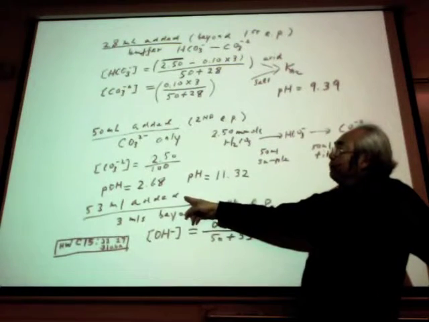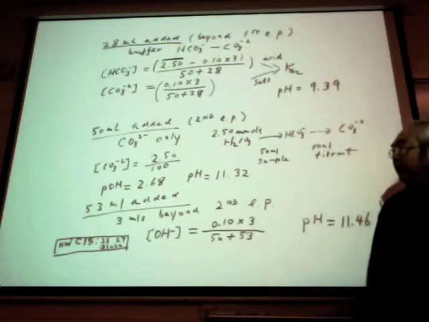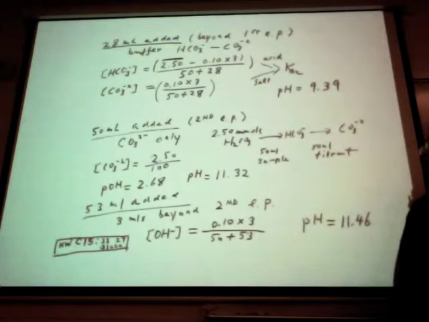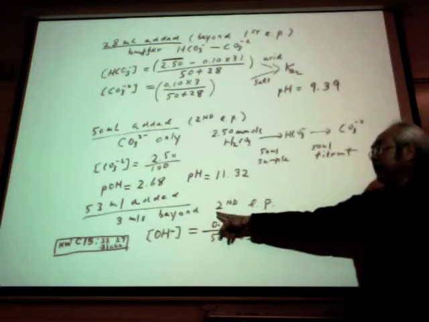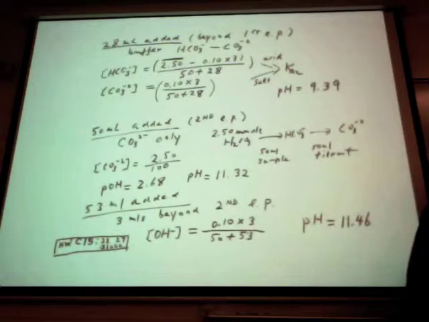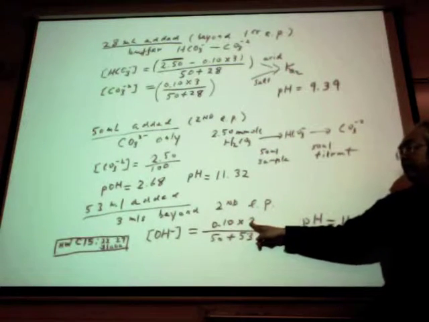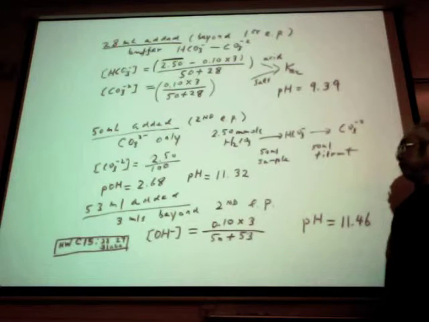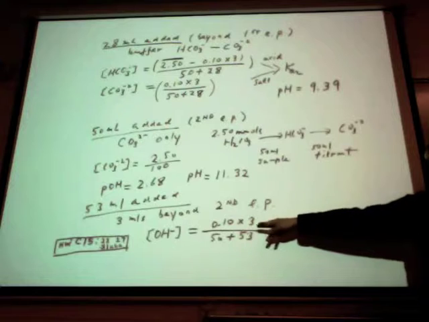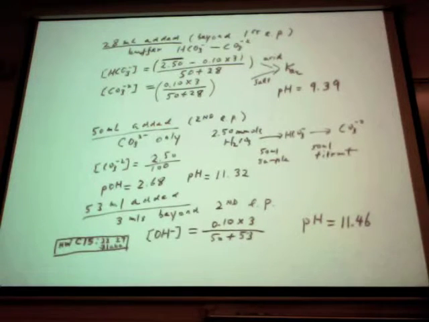Beyond the endpoint, let's say you add a total of 53 mL, then it's 3 mL beyond the second endpoint. Let's calculate the excess hydroxide concentration from sodium hydroxide. MV over the total volume, then you calculate the pOH from there, and the pH is equal to that. So it will be higher than that.